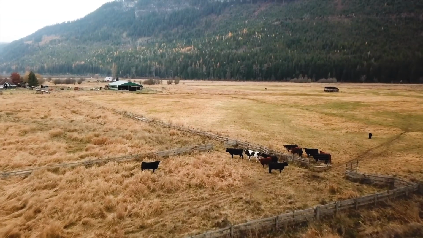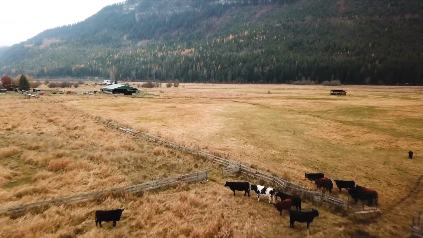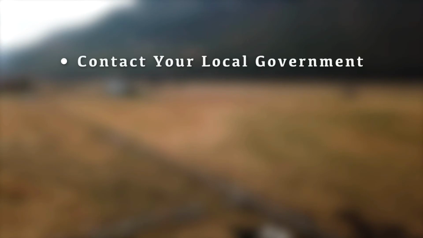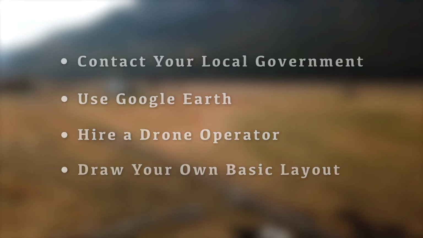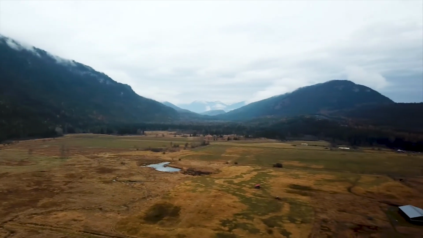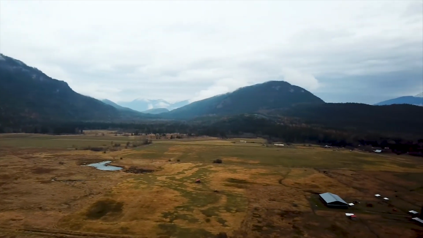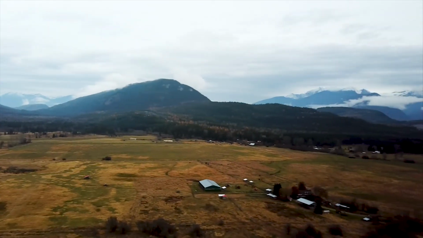The method we will show you requires some computer skills. Alternatively, options for acquiring a base layer map could also include contacting your local government office, using Google Earth, hiring a drone operator, or even drawing a basic layout of your farm. If you already know how to acquire a base layer map, or you are just interested in learning about completing an operations map, you can jump ahead in the video to the Completing an Operations Map section.